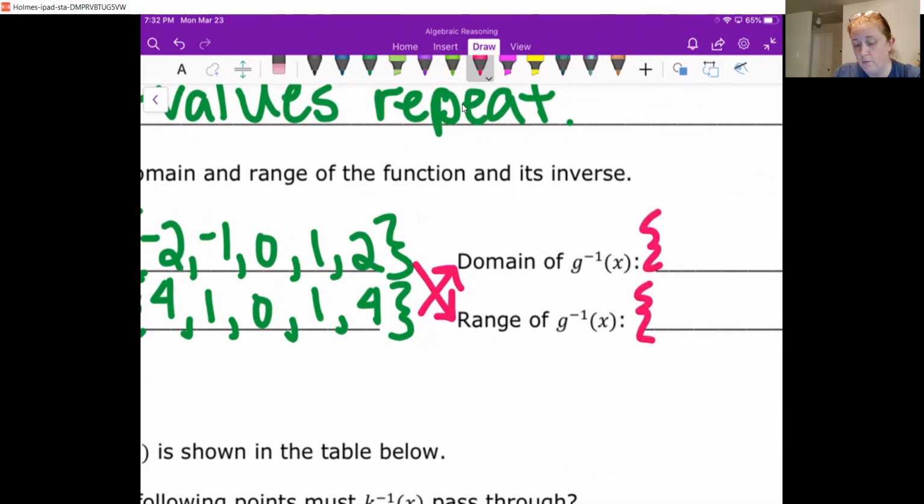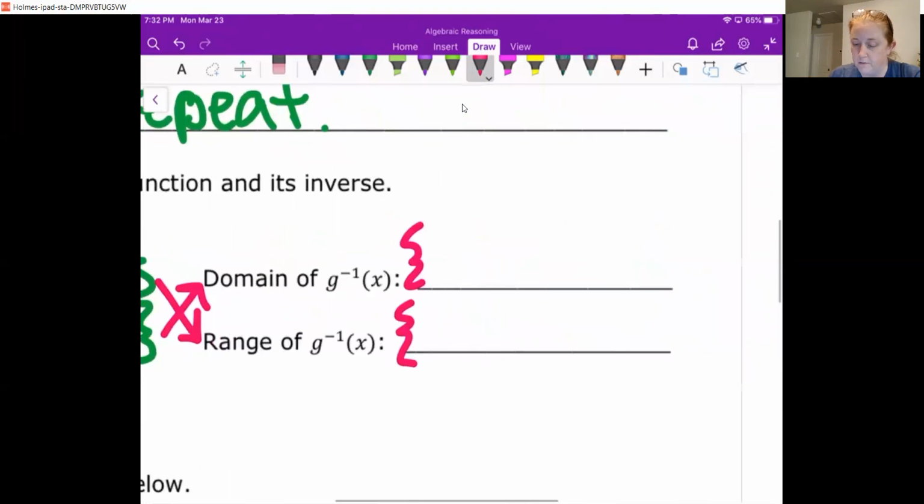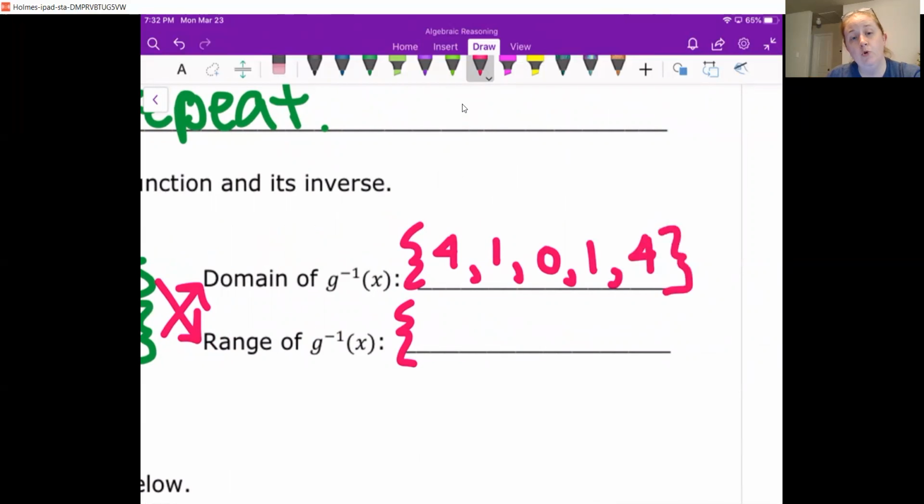So my new domain is the old y's. So 4, 1, 0, 1, and 4. And my new range is the old domain. So -2, -1, 0, 1, and 2.